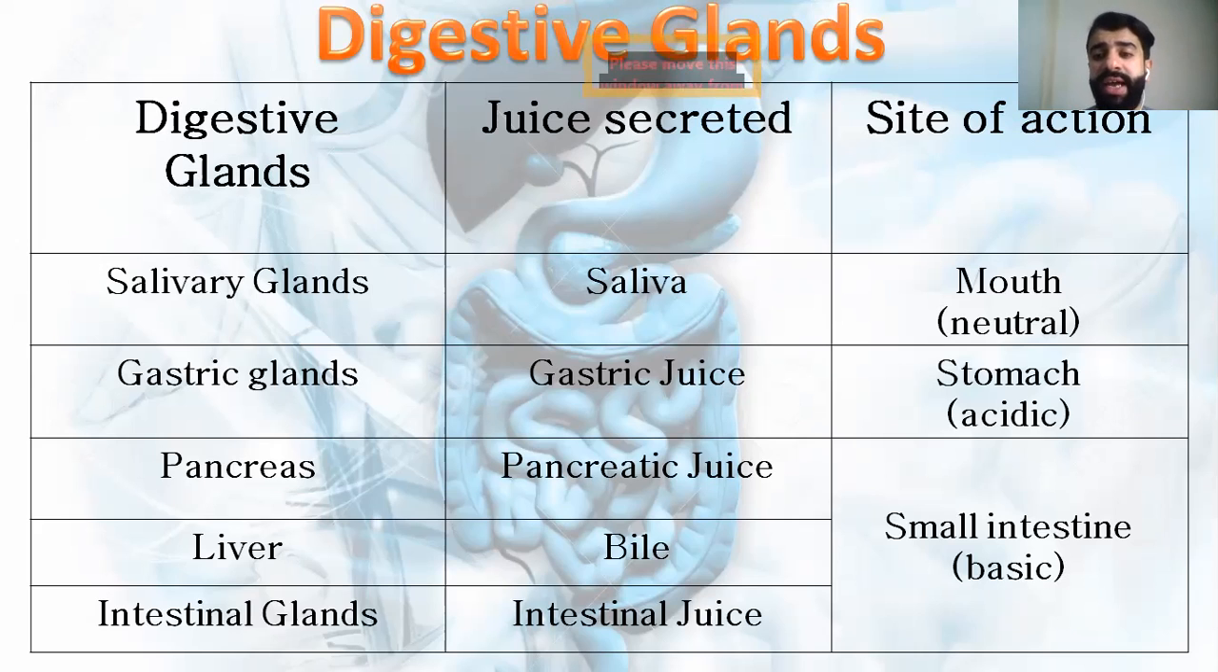While the gastric glands secrete gastric juice in the stomach, where the medium is acidic, the pH is less than 7. The pancreas secretes pancreatic juice. The site of action is inside the small intestine, where the medium is basic, pH greater than 7. The liver's secreted juice is called bile, and we have something special about bile. We talked about this in the last session. Also at the level of the small intestine, the medium is basic. Intestinal glands secrete intestinal juice, also at the level of the small intestine, and the medium is basic.